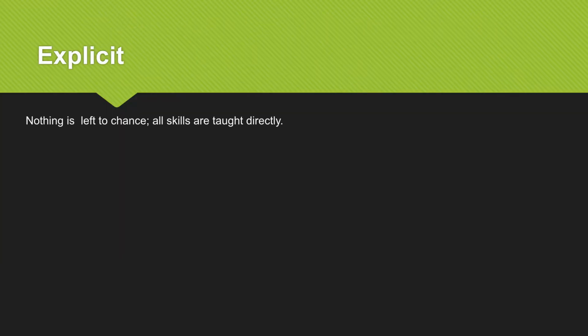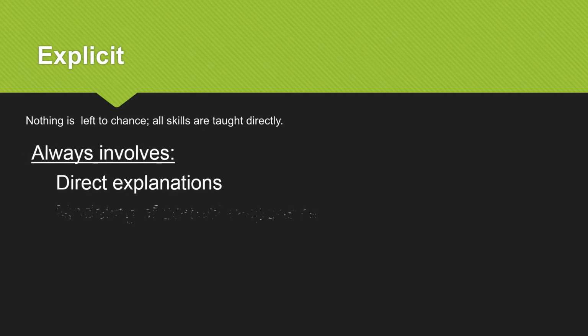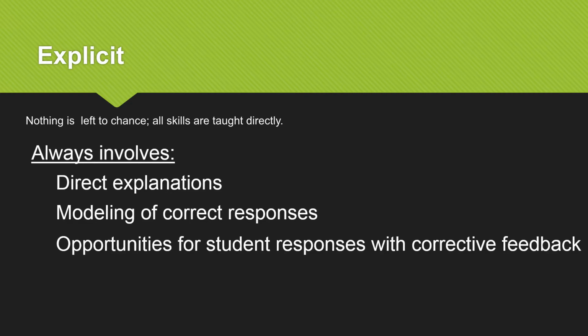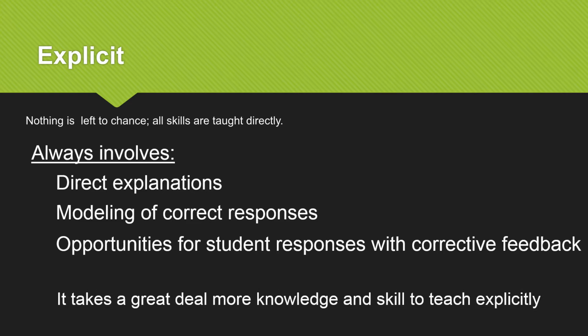All right, for something to be explicit, it means that nothing's left to chance, that you teach all the skills that are required directly. It always involves direct explanations from you as the teacher and the modelling of what is the correct response. You need opportunities for students to respond and provide corrective feedback and then respond again. It's a great deal more pressure on you as a teacher. You need more knowledge and more skills to teach explicitly, which I'm assuming is one of the reasons that you've selected this unit.